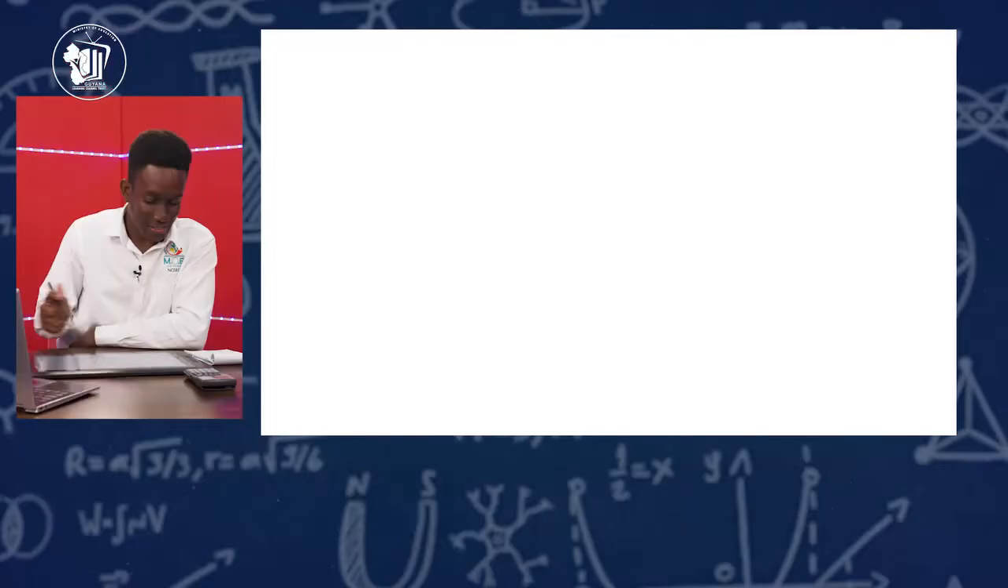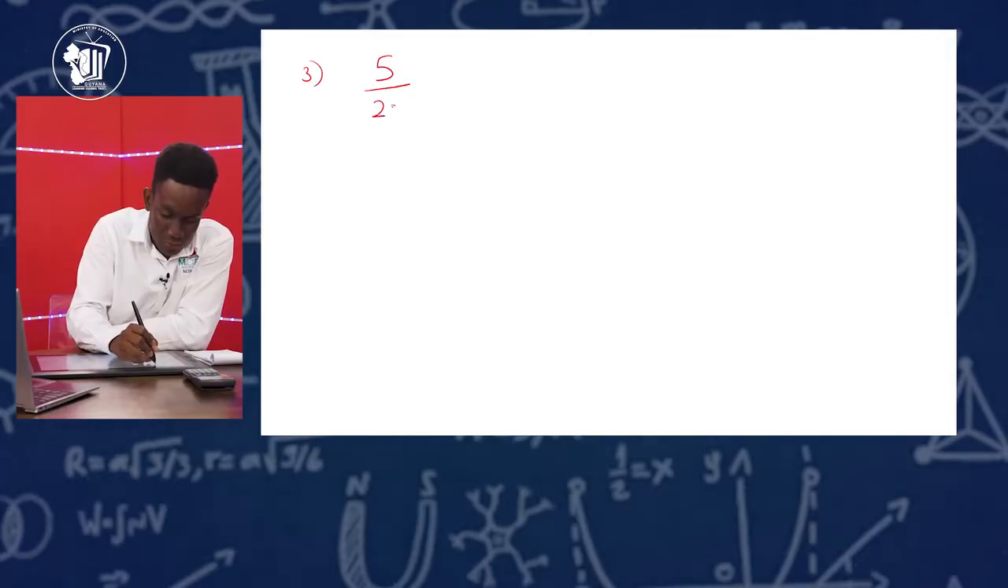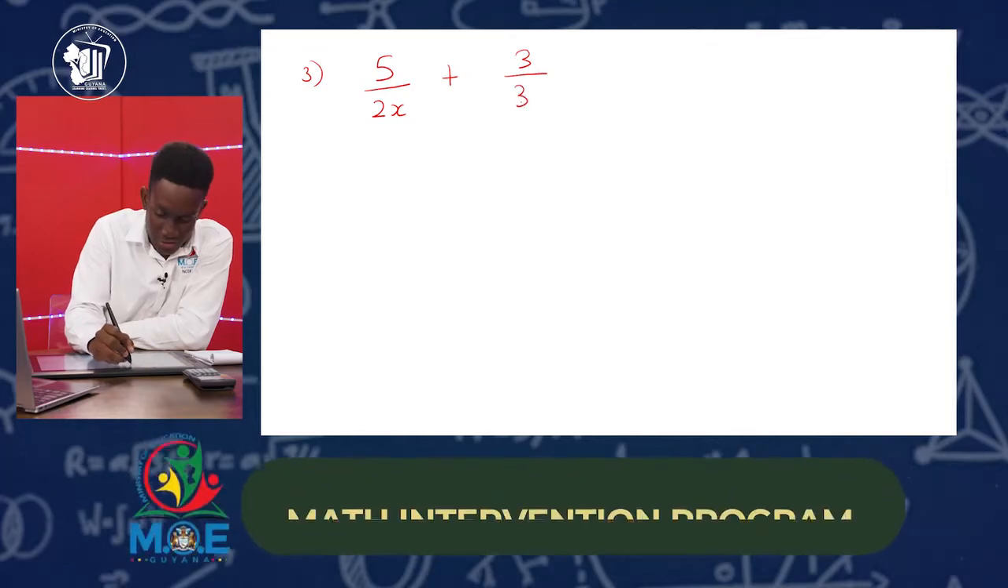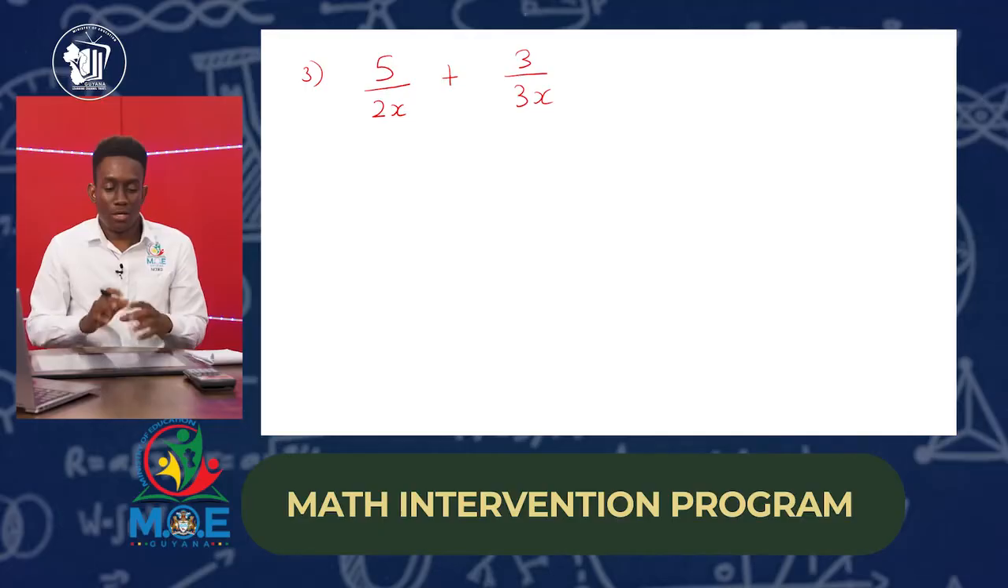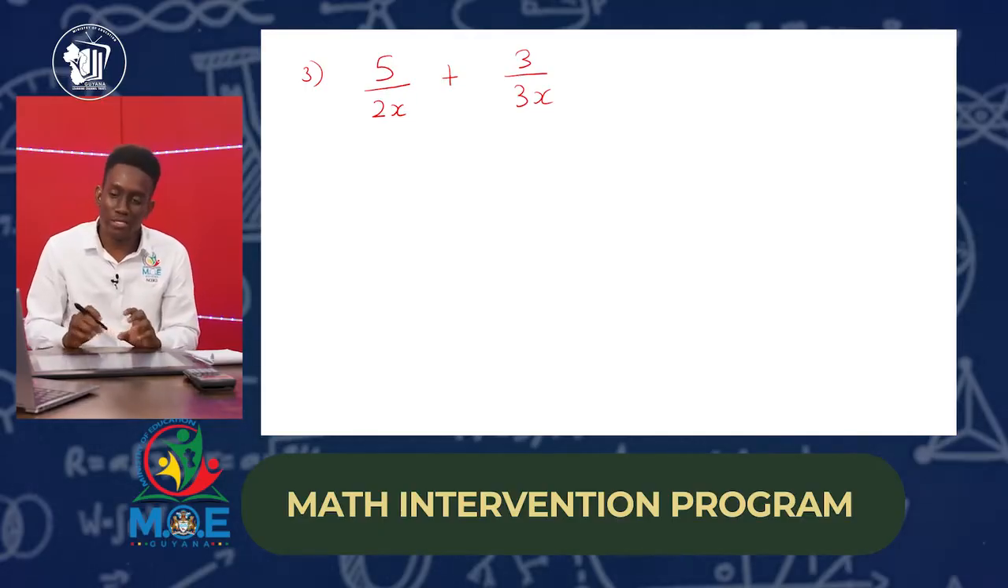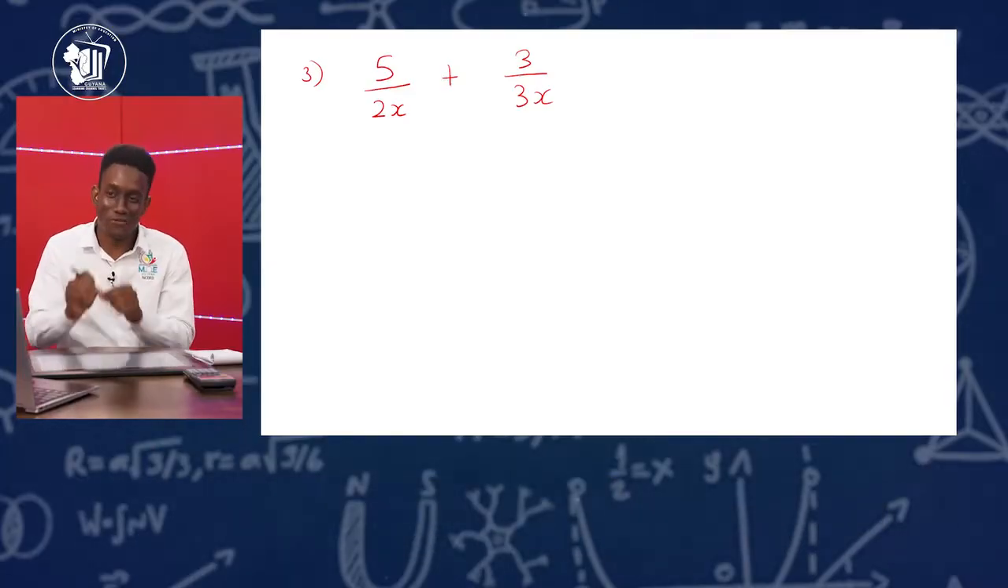So now let's take things up a bit. Let's take things further with some more examples. Let's say we have number 3. 5 over 2x plus 3 over 3x. Now in this case, we have 2x and 3x. Of course, the denominators are not the same. 3x is not the same as 2x. So we have to find the LCM.